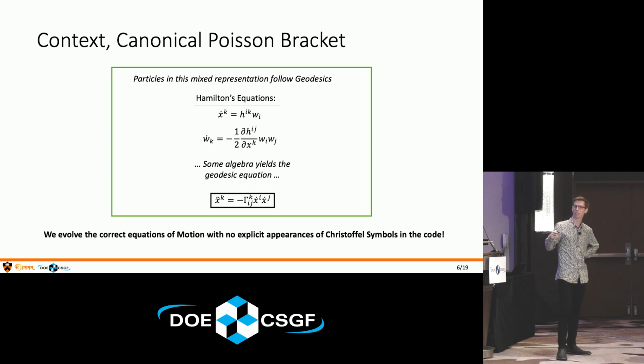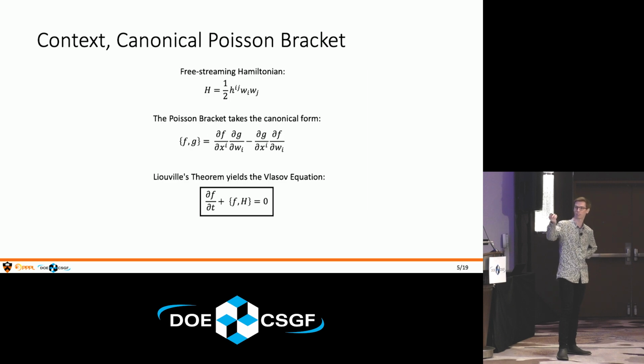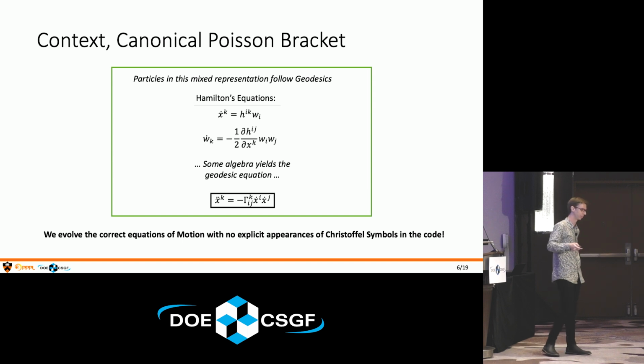The Christoffel symbol, luckily, does not appear explicitly in our formulation. And this is a significant simplification because all we have to do if we go back is just these few sets of equations rather than having to calculate these Christoffel symbols.